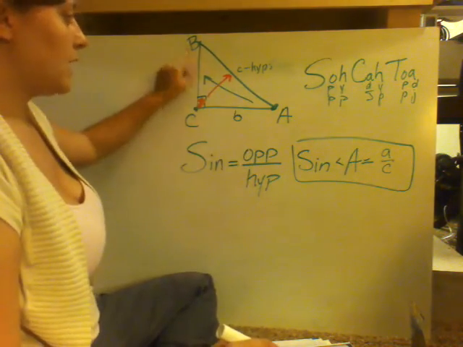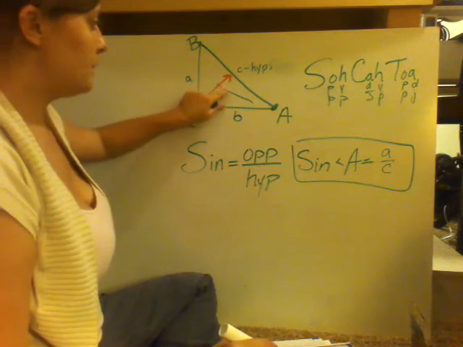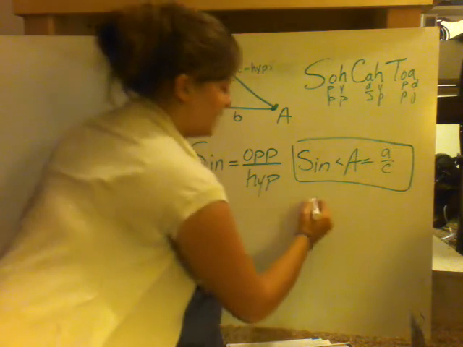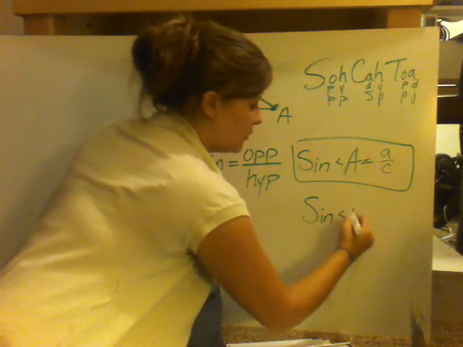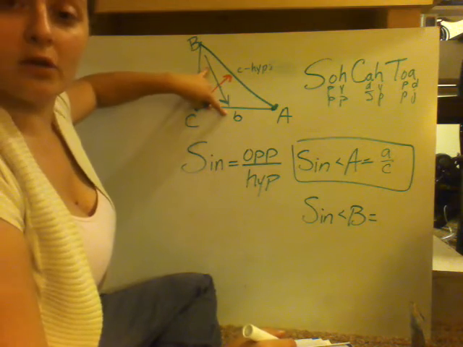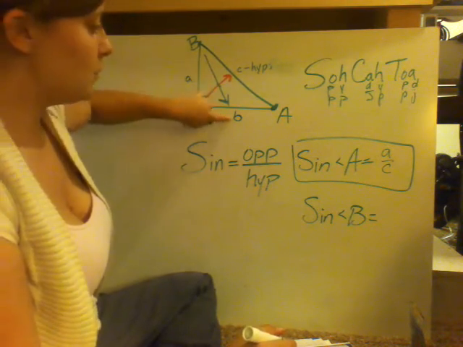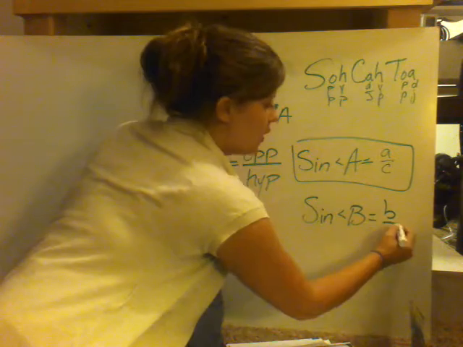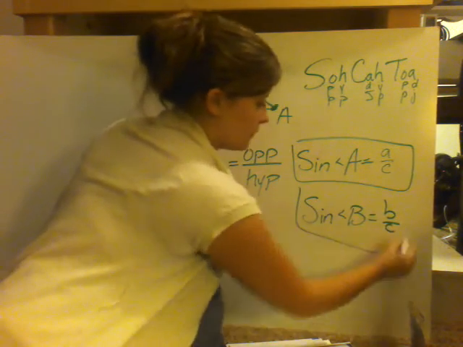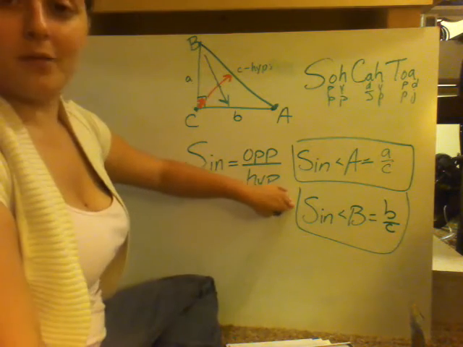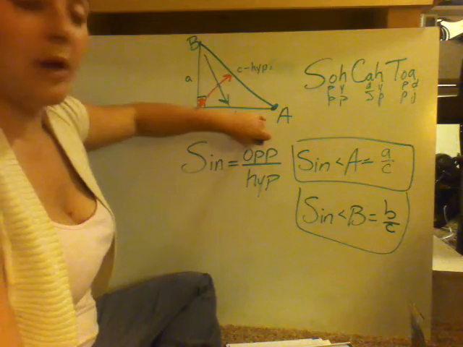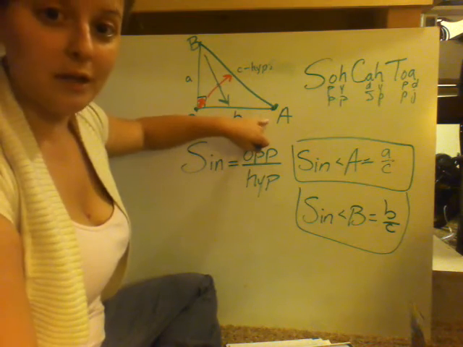Now for angle B, I'm going to switch it up and go down. And I'm going to say the sine of angle B is equal to, it's still opposite, it's directly across from the angle, so it's opposite the angle, B, over my hypotenuse, C. And that's the setup for angle B. So notice it's the same process, it's still the opposite, but it depends on which angle specifically I'm asking you for.